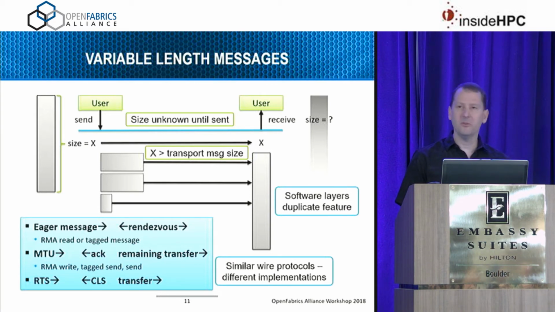So you still may use an eager message, but your rendezvous may change in terms of the protocol to do a tag message, where on the receiving side you post a message with a tag, and now the peer can send a tagged message across. Conceptually, it's very similar, but the wire protocol does change.